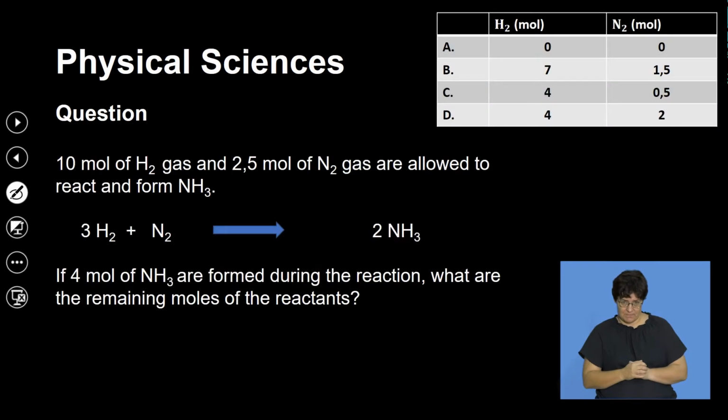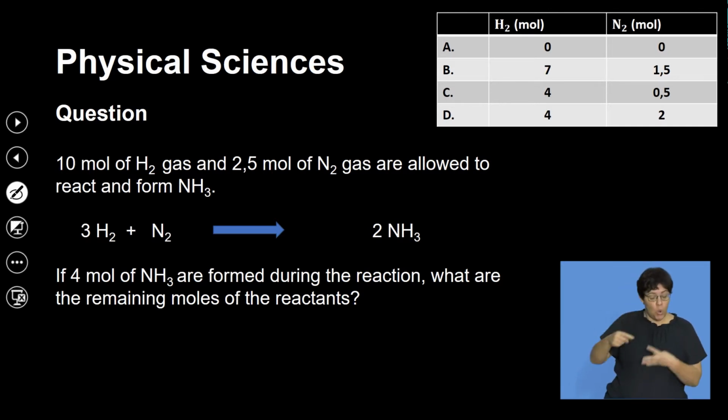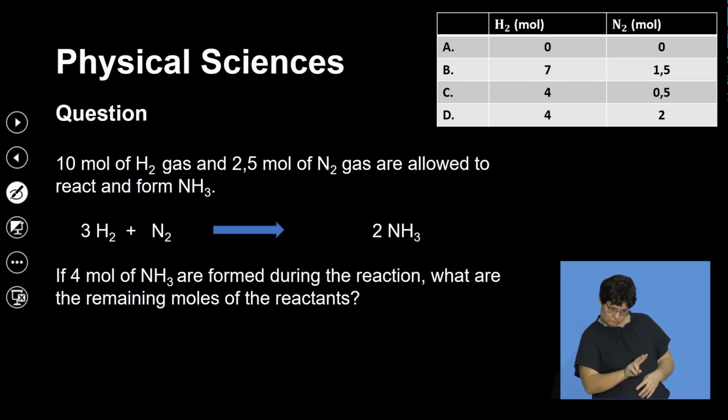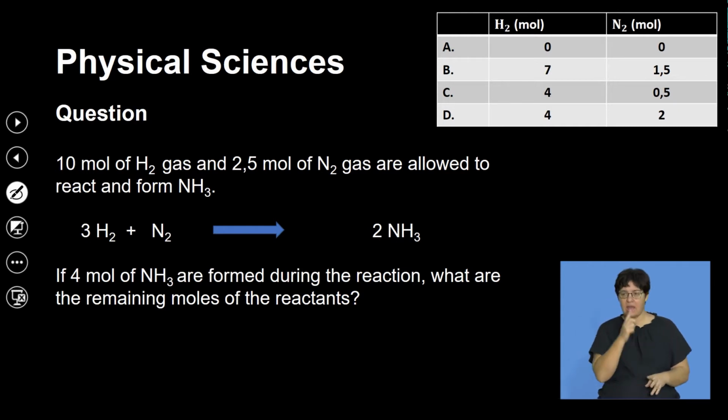Let's look at multiple choice. You are given four options, but what is important as far as the multiple choice question is concerned is to read the question with the intention to understand, without even looking at the given options. In case you get stuck, you can also do elimination as part of identifying the most correct response. So this question says, 10 moles of hydrogen gas and 2.5 moles of nitrogen gas.